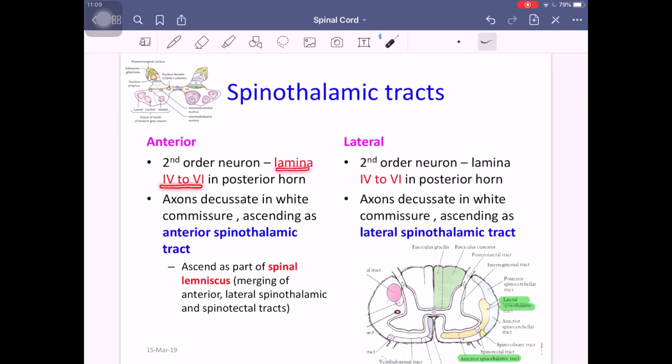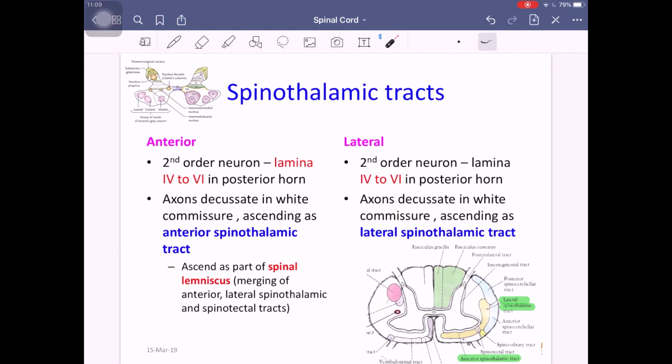Now the second order neuron, which is lamina 4, 5 and 6. You see here, in this particular table, lamina 1, lamina 2, and so on. So that means it will enter here, and it is ending in lamina 4, 5 and 6. So here it will come and synapse in these 3 laminae, on this side. For this also it is the same thing, lamina 4 to 6 in the posterior horn.